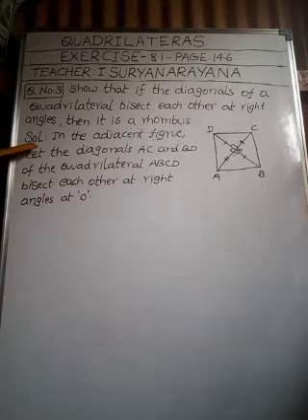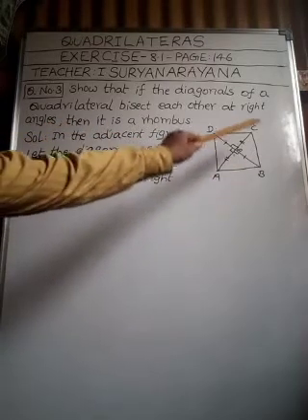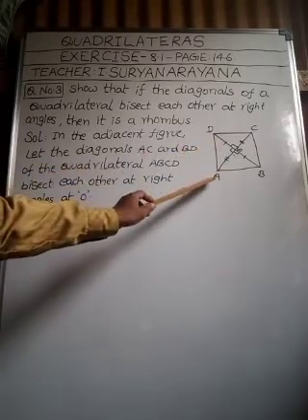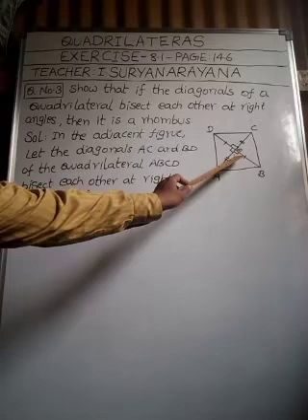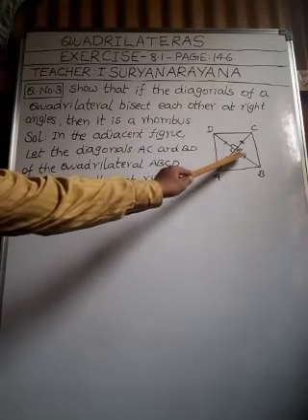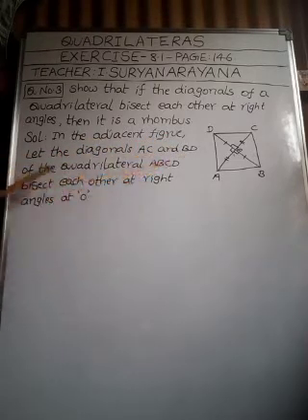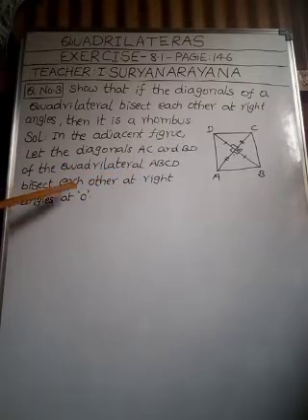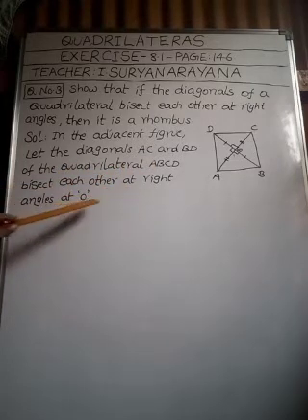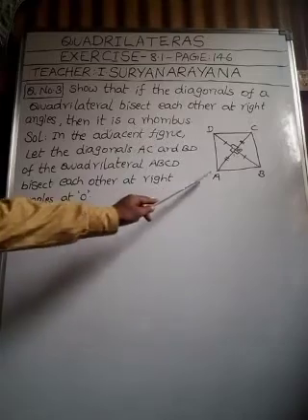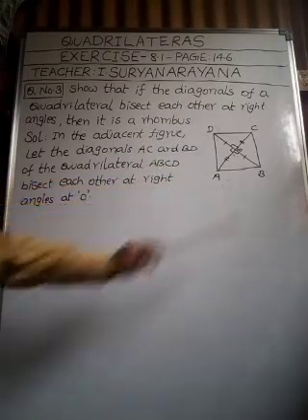Right. Come to the solution part. Let us take a rough diagram. This is a quadrilateral ABCD in which the diagonals AC and BD bisect each other at right angles at this point O. Okay, my children. In the adjacent figure, let us consider the diagonals AC and BD of the quadrilateral ABCD bisect each other at right angles at the point O. Understood this point, my children? Right. Now let us take these two triangles, AOD and AOB.